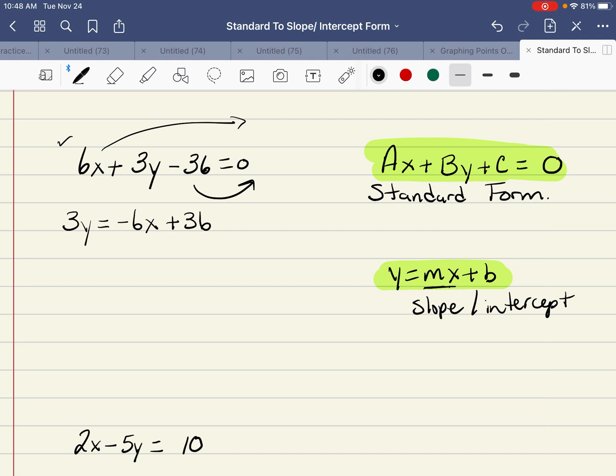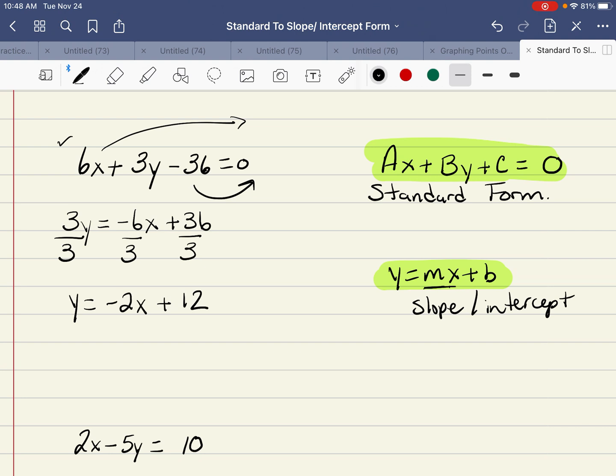Now, almost done here. I need to get that y isolated, so because it's 3y, which is 3 times y, I need to divide by 3 in order to make it that 1y, which is what I want, but I need to make sure I divide everything on that right side, including the minus 6x by 3, and of course the 36 by 3.